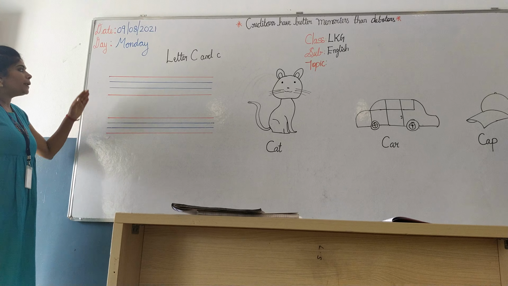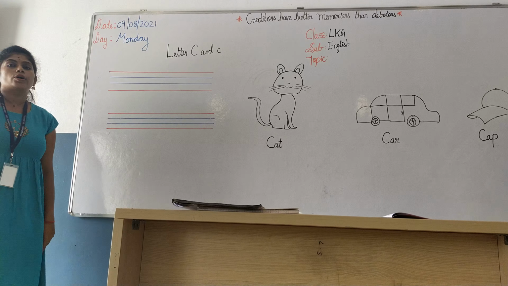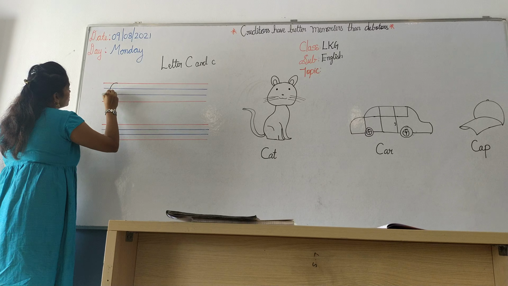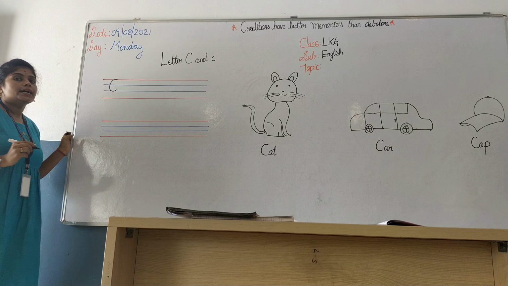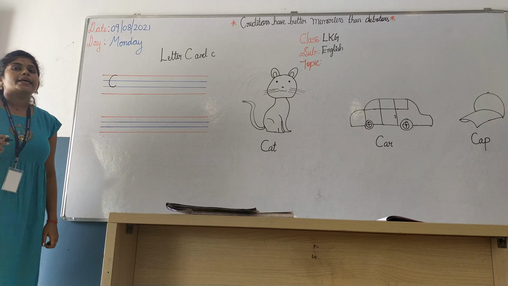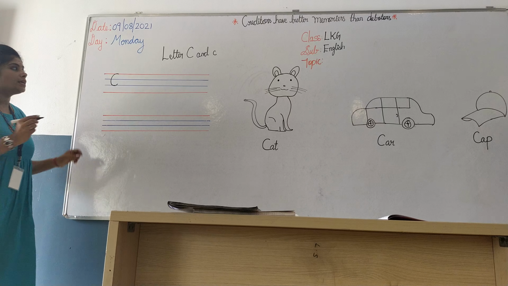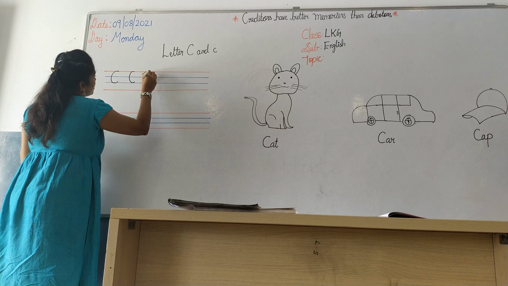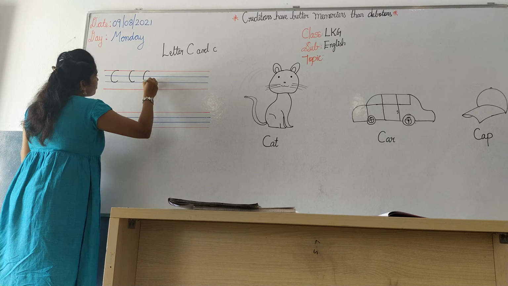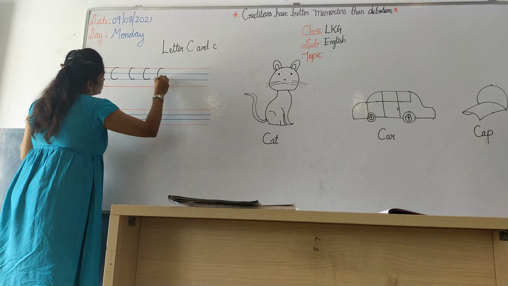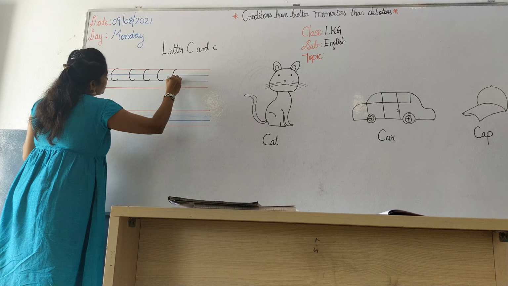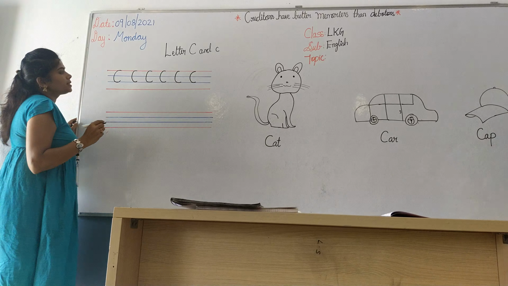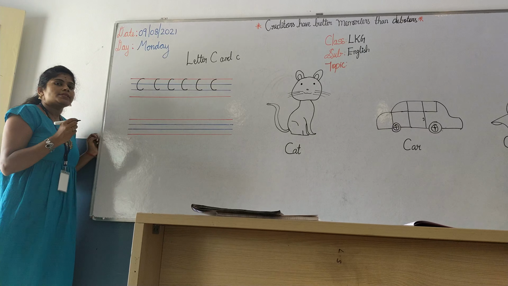While writing, children, please use these slides properly. Okay? Look at the board. This is letter C. Which letter is it? Capital C. See? Capital C. Okay? Then what comes next?